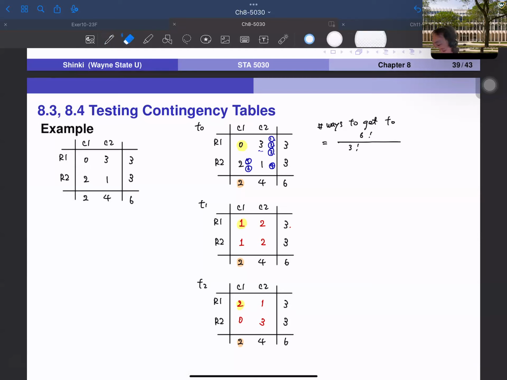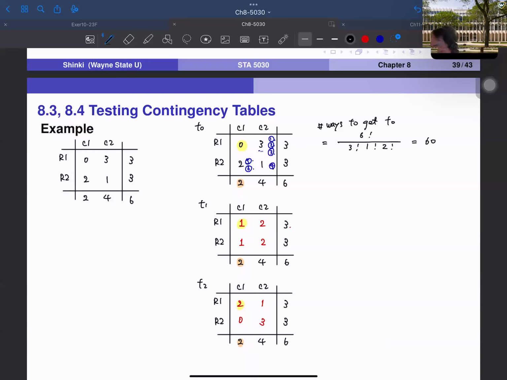In the same way, we have to divide this by 1 factorial and 2 factorial. We have 1 observation here, but the 5th and the 6th observations are in this cell, and they are interchangeable. So the number of possible realizations is only 6 factorial divided by 3 factorial, 2 factorial, and 1 factorial. And this is in total 60. So 6 factorial is 720, and this divided by 12, so that is 60.